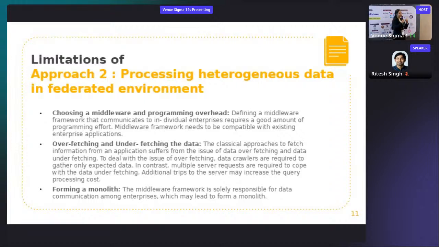Another thing is to reduce the travel cost to the individual data sources. If we fetch more data, then we need to crawl it at the user end. That would be another headache. If we ask for exactly what data we want, we have an underfetching problem, and then we would need to travel again and again to the federated data source to fetch the information. One more disadvantage is that if we add new data sources in the federated environment or middleware architecture, the programming overhead keeps increasing. As we keep increasing the data sources, the communication task increases.